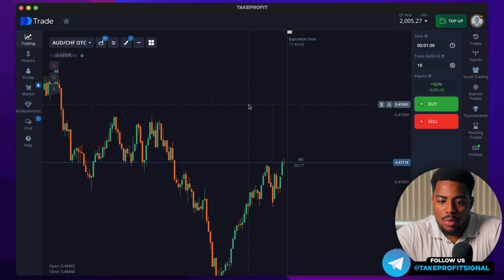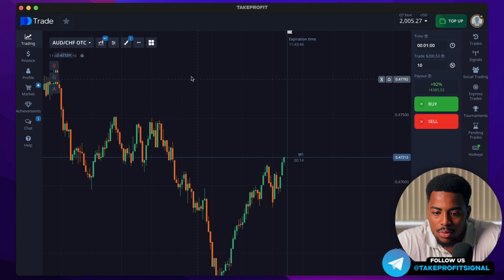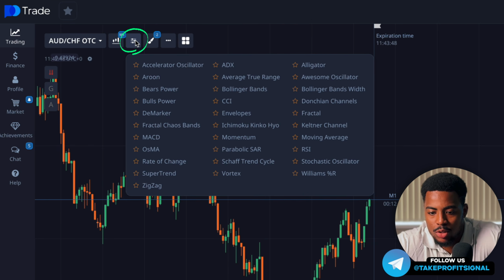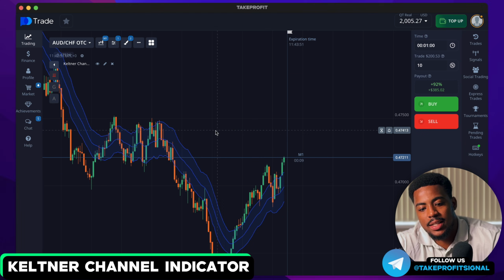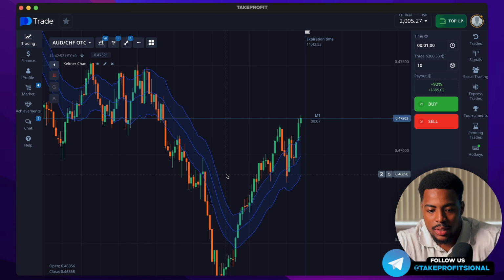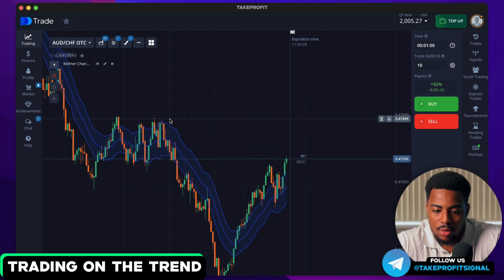Today, surprisingly, we will use only the basic indicators that are available on the platform. To do this, we will need the Keltner Channel indicator, because this indicator combined with one candle pattern, which I will tell you about, gives quite good results when trading with the trend.